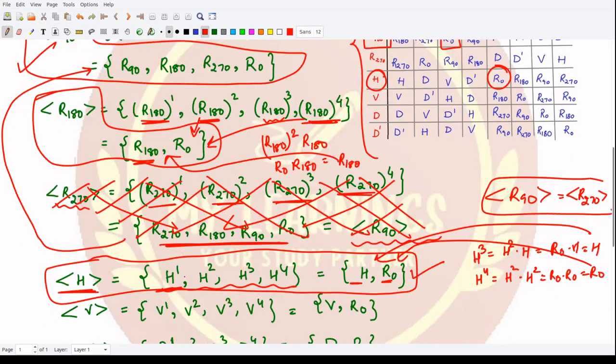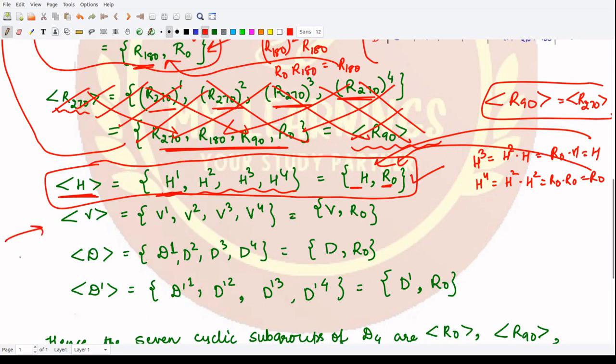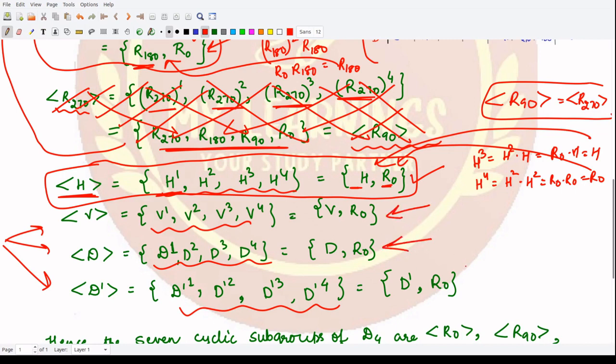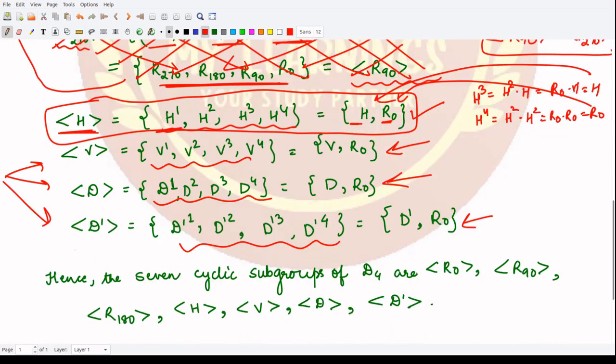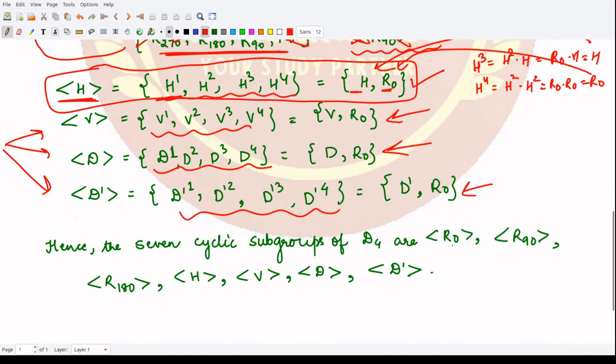If you take similarly the subgroups generated by V, D and D dash and take their different powers, in each case you would get a subgroup which contains only two elements. The first one contains V and R0, the second one contains D and R0, and the third one contains D dash and R0. Hence we have the 7 cyclic subgroups of D4 as the ones generated by R0, R90, R180, H, V, D, and D dash.